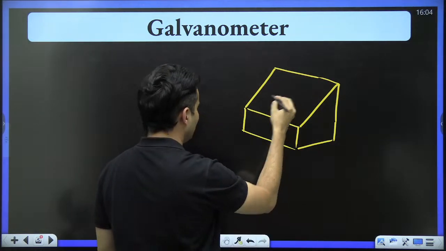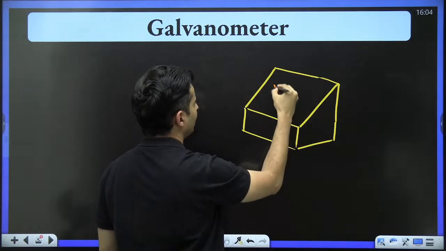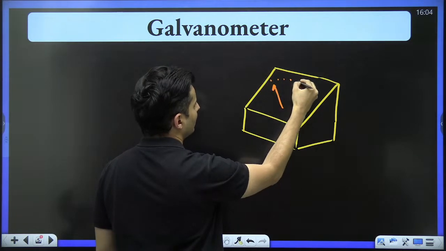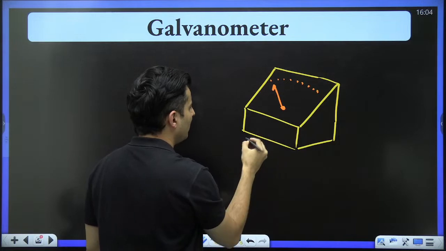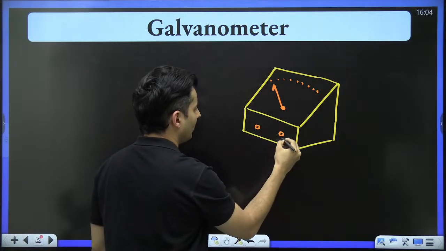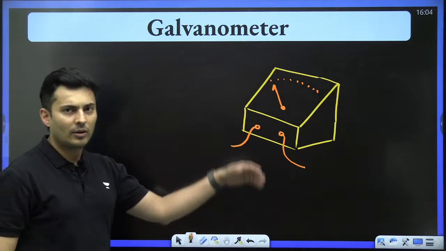And you will probably see one dial over here. There will be one needle. There will be some markings on it, something like that. This is how a galvanometer looks, and probably you will see one terminal here, one terminal here. This is one wire and this is one wire. That's how usually a galvanometer looks.